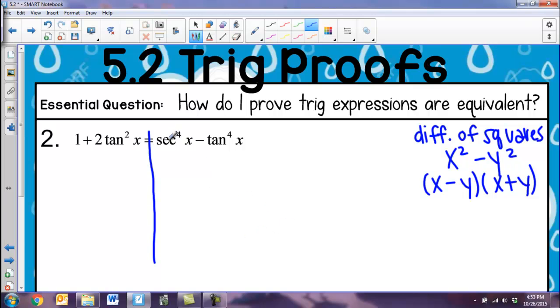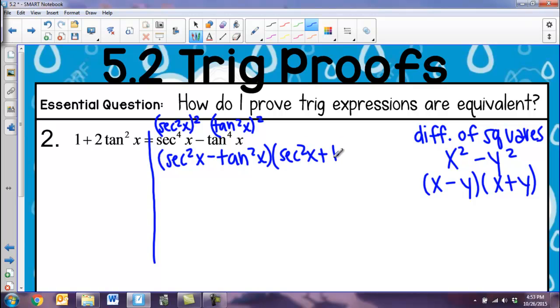So for this guy, if I take the square root, I know that secant squared x all squared gives me this equivalent expression, and the same thing with tangent squared x all squared. Okay, so I can rewrite this as a difference of squares, so that would get me secant squared x minus tangent squared x, and then secant squared x plus tangent squared x.